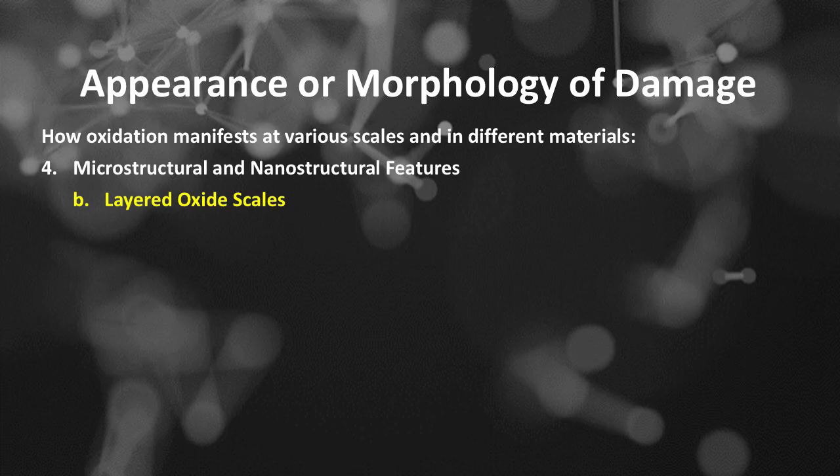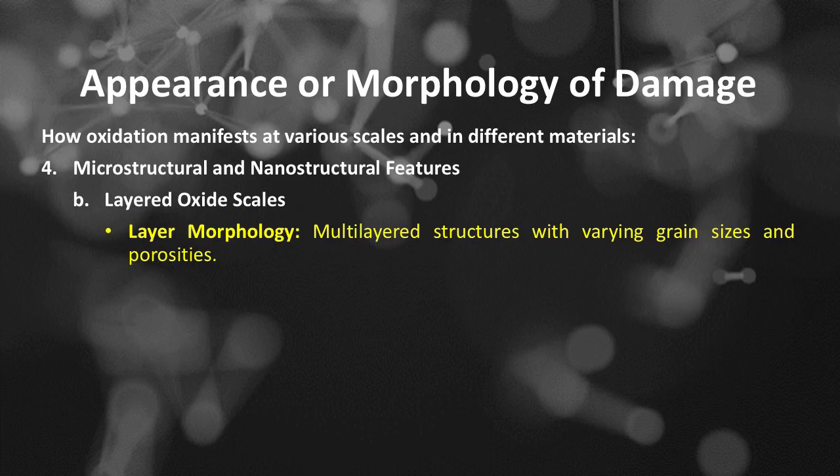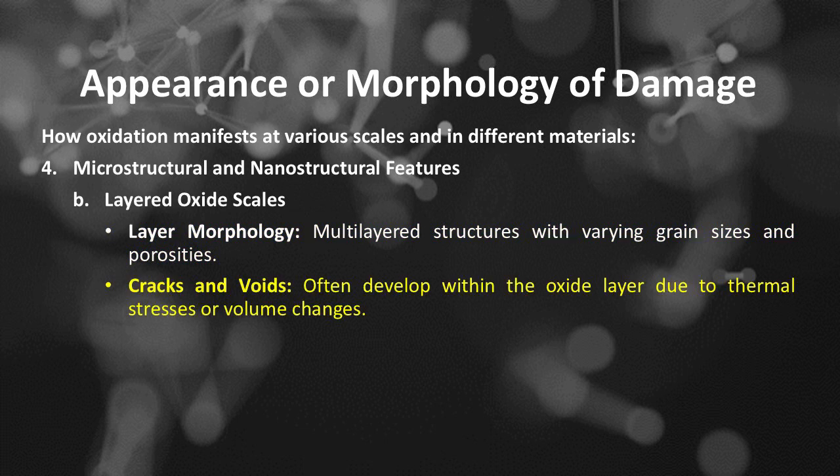Number B of microstructural and nanostructural features is layered oxide scales. Morphology: multilayered structures with varying grain sizes and porosities. Cracks and voids often develop within the oxide layer due to thermal stresses or volume changes.